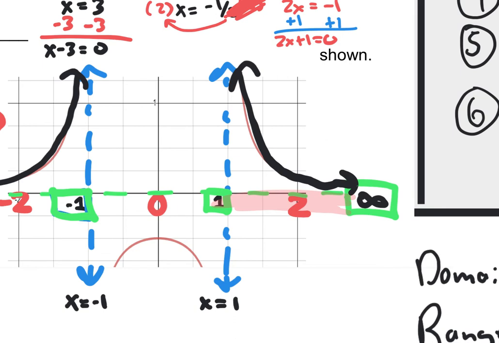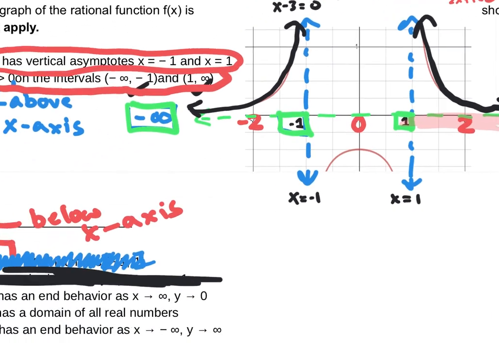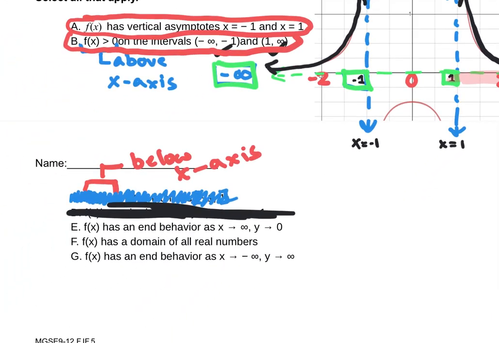It doesn't touch, but that's why end behavior is approaches. I don't care about whether or not it touches. Is it getting closer? That's what end behavior is about. Because we don't ever touch infinity either, right? But we can approach infinity. So this is true. E is true. Okay, we're going to circle it. It's true.